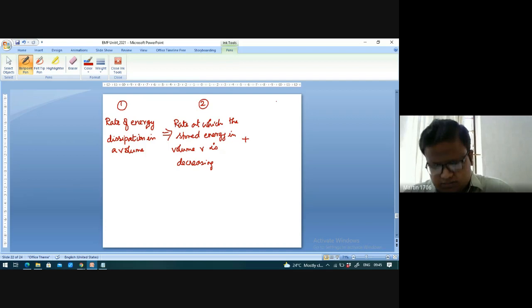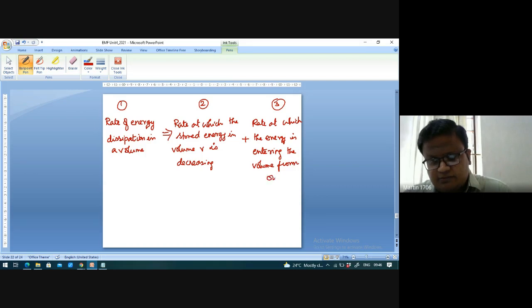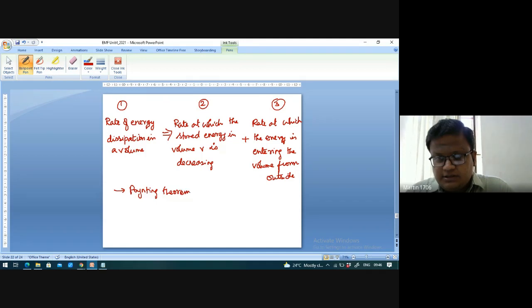The third term, E cross H, is the rate at which the energy is entering the volume from outside, entering the volume from outside. I will turn this into the next slide so that it will be really useful. So this is what the Poynting theorem is. The Poynting theorem comprises all three.